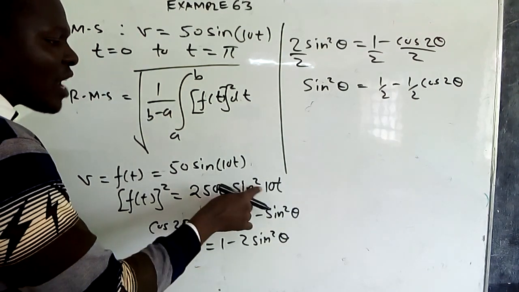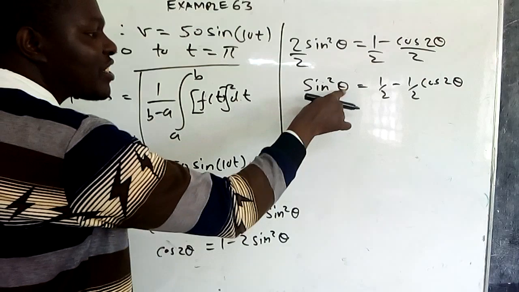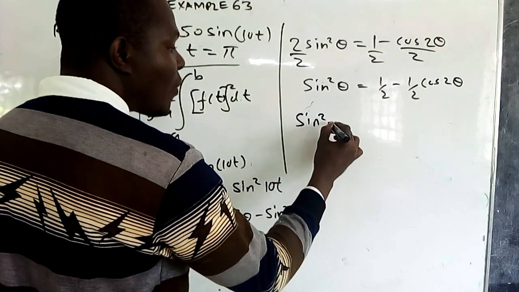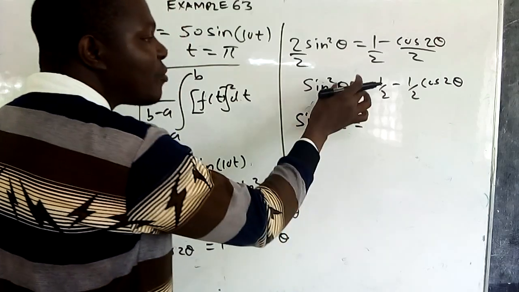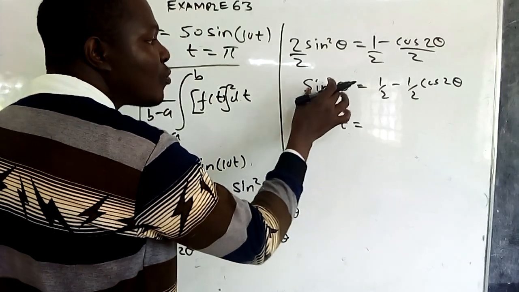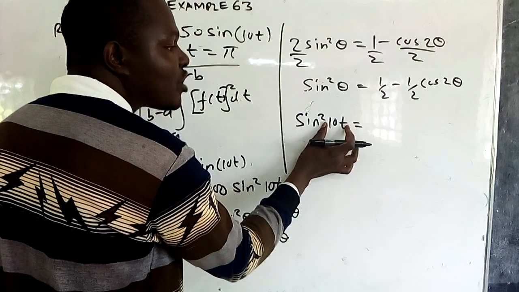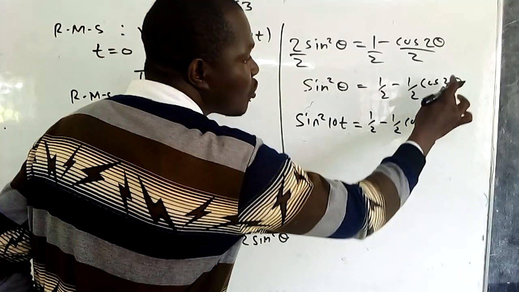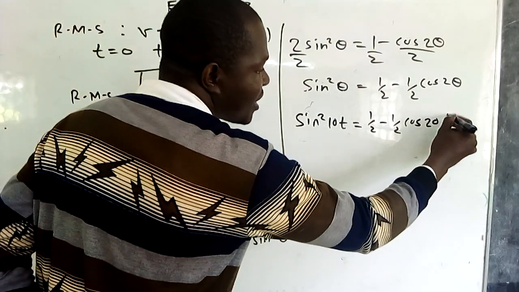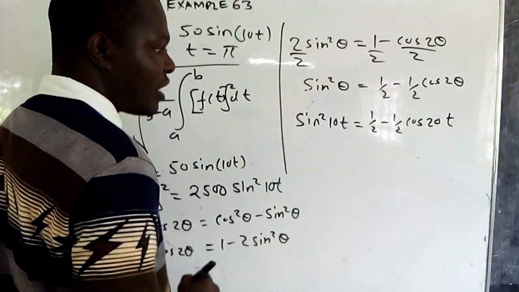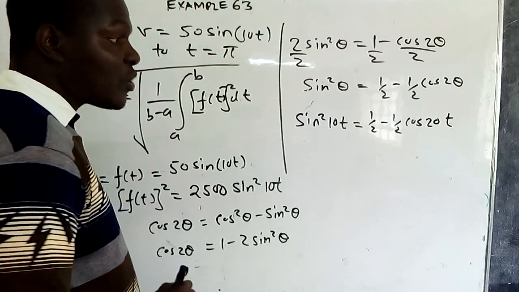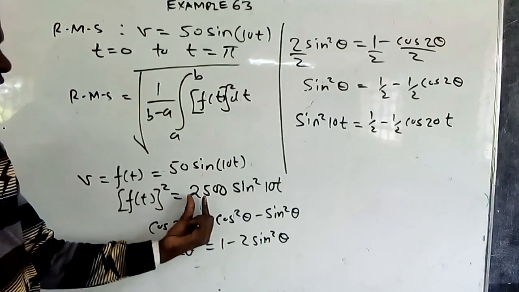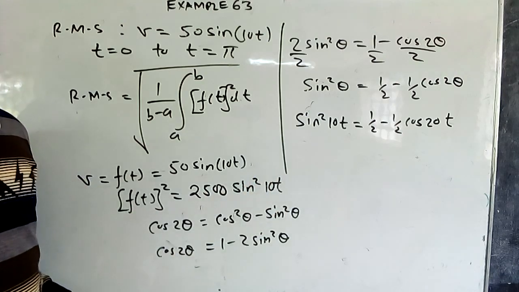But do we have sine squared theta? We have sine squared 10t, meaning this theta is 10t. Where there is theta, we put 10t. So we are going to have a half minus a half cos 2 times 10t, which gives 20t. So this is sine squared 10t, but what do we have inside? We have 2,500 times sine squared 10t.